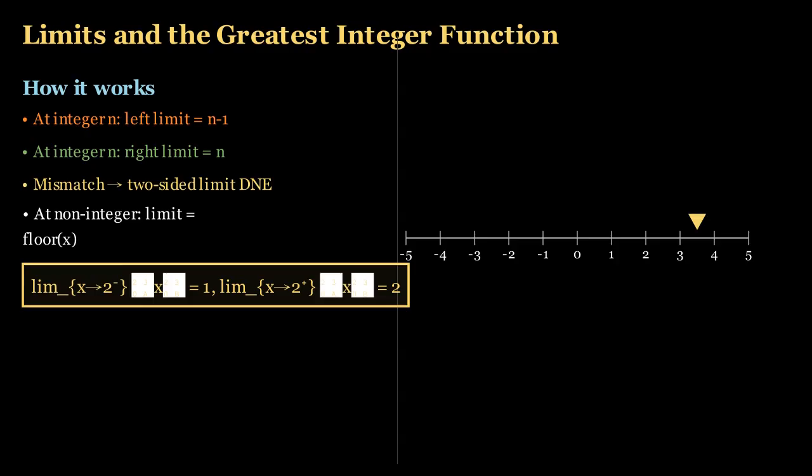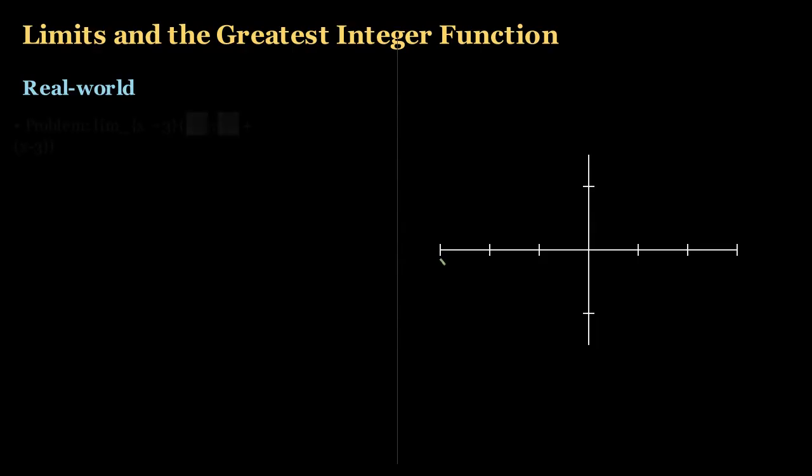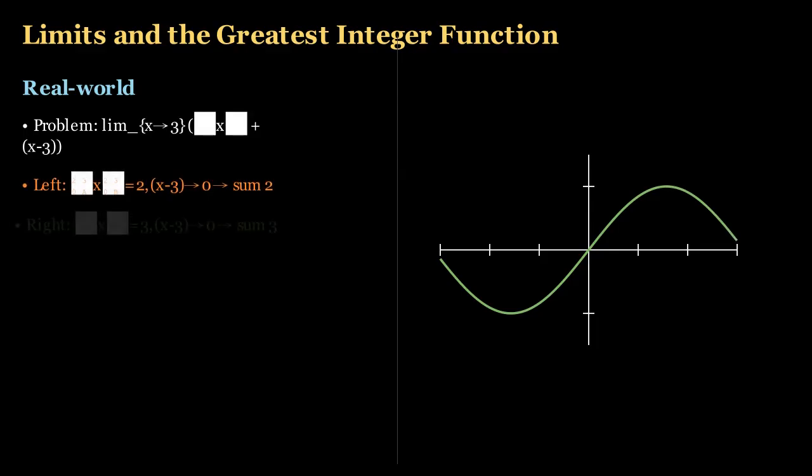From the right, x is just over 3, so the floor is 3. Again, x minus 3 goes to 0. The sum approaches 3 plus 0, which is 3. The left limit is 2, the right limit is 3. They don't match, so the two-sided limit does not exist. The trick is always to handle the floor part by checking which step you're on from each side, and let the continuous part just approach its value.